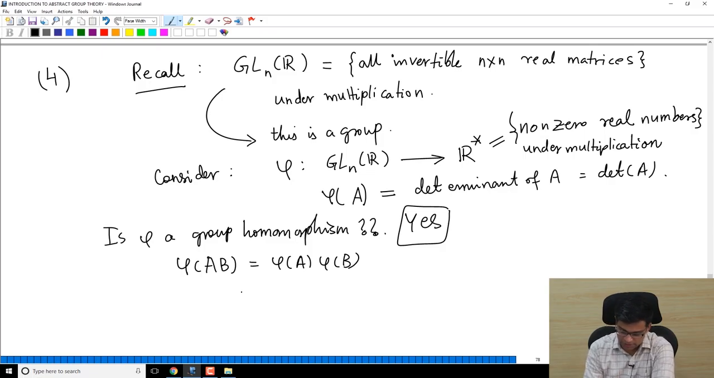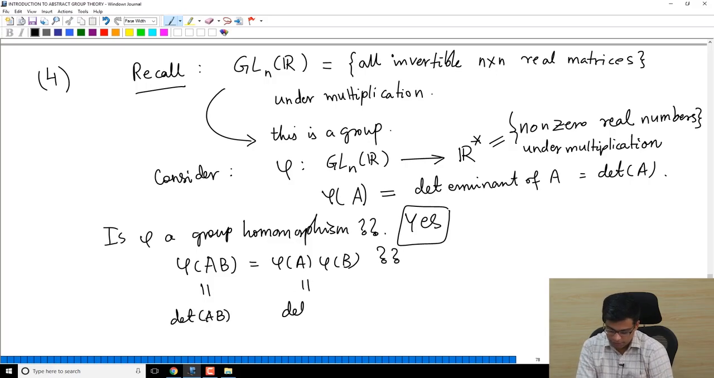So is this true? Yes, because what is phi of AB? This is determinant of AB. And what is phi of A times phi of B? This is determinant of A times determinant of B. And if you have studied matrix theory before, when you studied determinants, one of the first properties that you will see is that det AB is equal to determinant of A times determinant of B. This is a property of determinants.